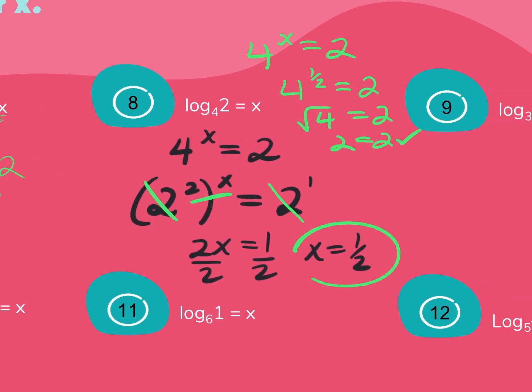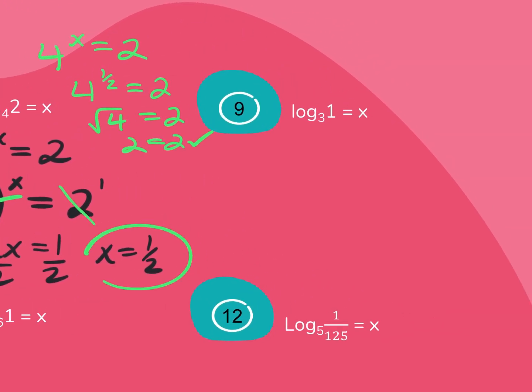Try the next one. The next one's actually that property. So again, if we turn it into exponential, 3 to the x power equals 1. You should recognize that anything to the 0 power will give us an answer of 1. So 3 to the 0 power equals 1. This is the property that we just saw on the previous slide. It was the very first property. This was property number 1.